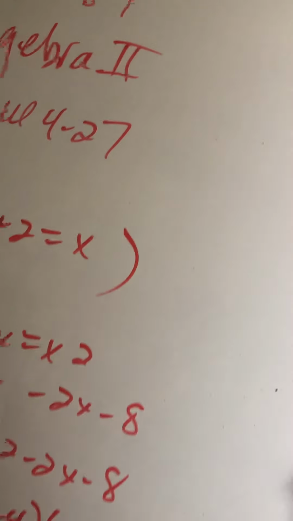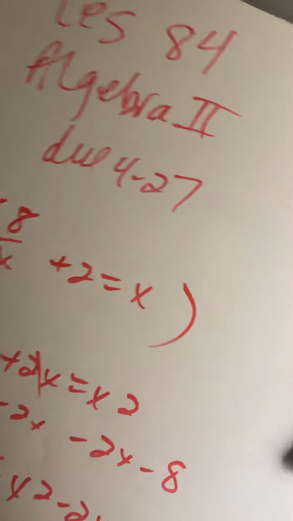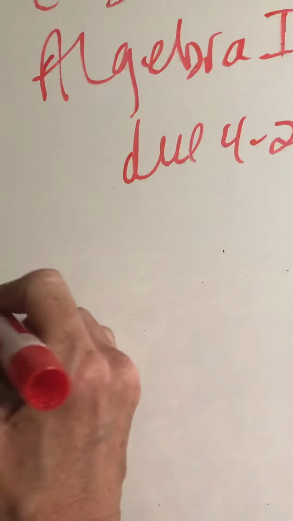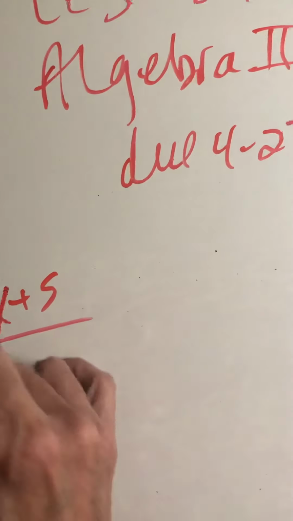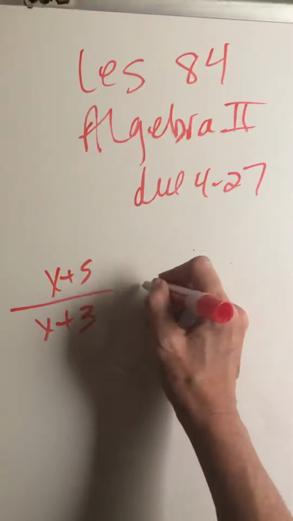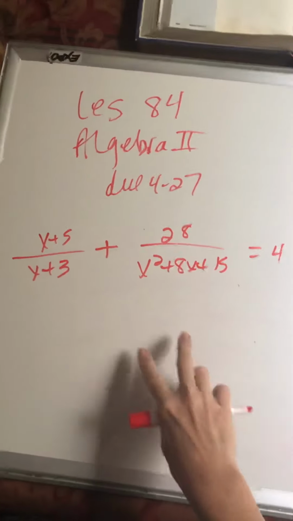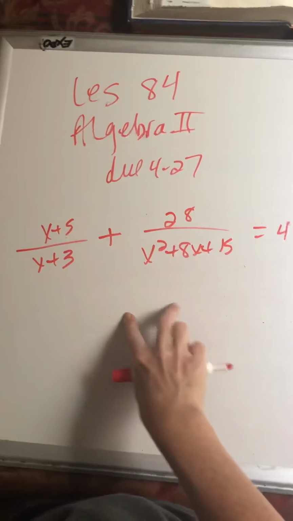Okay, then there's one more type that you're going to see, and I got to erase my whole board for it. So here we go. Let's see. x plus 5 over x plus 3 plus 28 over x squared plus 8x plus 15 equals 4. So what we have to do here is find a common denominator and multiply everything by it.